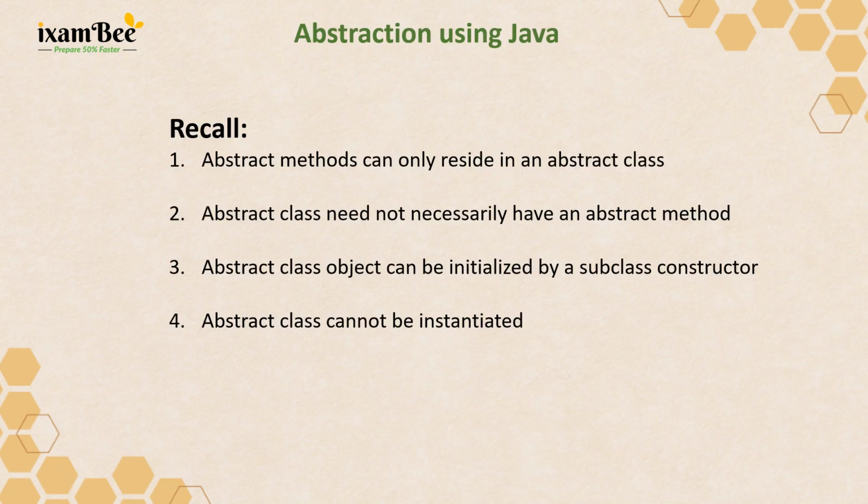So now let us recall what we have learned so far. Abstract methods can only reside inside an abstract class. Abstract class need not necessarily have an abstract method. Abstract class object can be initialized by a subclass constructor, and abstract class cannot be instantiated directly.